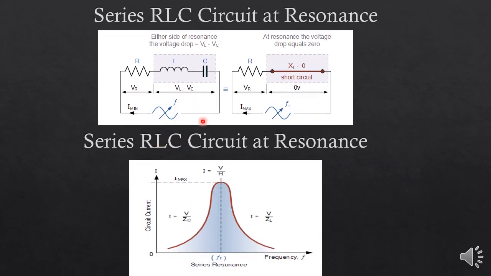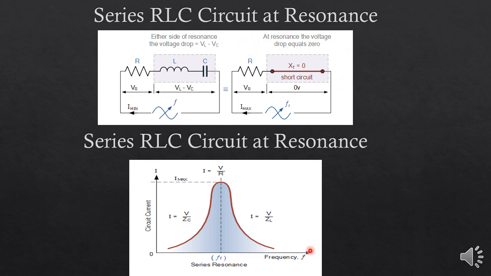Here is a series RLC resonant circuit. Here this is resistance, this is inductance, and this is capacitance. At the resonant frequency, XL is equal to XC, so the imaginary part of the complex impedance becomes equal to 0, and the total impedance of the circuit is purely real.